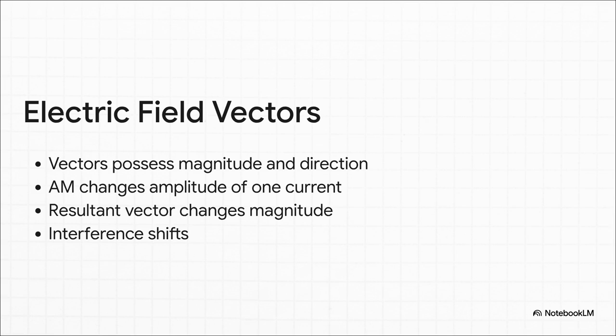Remember our vector physics from earlier? Electric field vectors depend on two properties: magnitude, which is the overall strength, and direction. Amplitude modulation means we are changing the strength or amplitude of just one of those interfering currents. When you gradually dial up the intensity of current 2 while keeping current 1 completely constant, the resultant vector, that combined therapeutic field we talked about, actually tilts toward current 2. It changes both its magnitude and its direction.